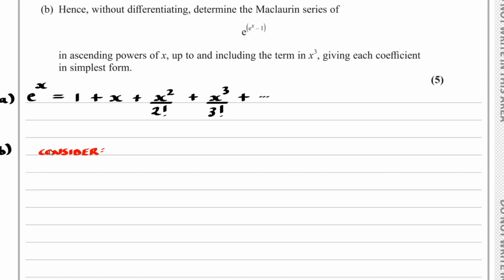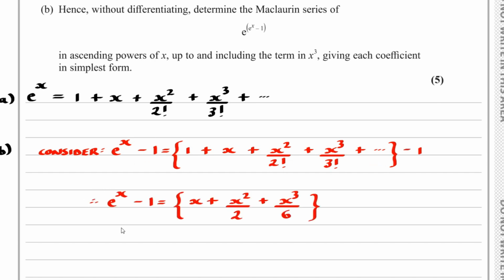So for part B, if we consider e to the x subtract 1, well, e to the x, using the result we found in part A, is 1 plus x plus x squared over 2 factorial plus x cubed over 3 factorial, etc. And then we subtract 1. And so you can see e to the x subtract 1 is given by x plus x squared over 2 plus x cubed over 6. You'll find 1 subtract 1 gives 0, 2 factorial is 2, 3 factorial is 6.